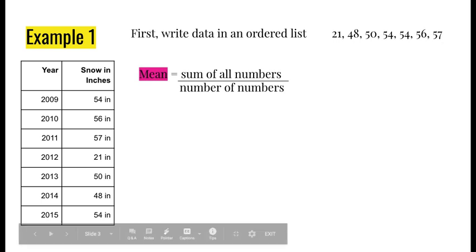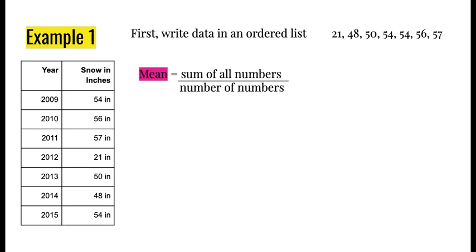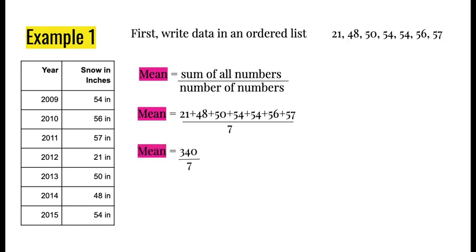To calculate the mean, remember, I need to find the sum of all of the numbers, and I need to divide that by however many numbers there are, okay? So to find the sum, I'm going to add 21 plus 48 plus 50 plus 54 plus 54 plus 56 plus 57 to find the sum of all of these numbers, and then I need to divide it by 7. I'm dividing by 7 because there are 1, 2, 3, 4, 5, 6, 7 data points. I did this math for us and I got a sum of 340. And when I divide that by 7, I get about 48 and 6/10 inches.